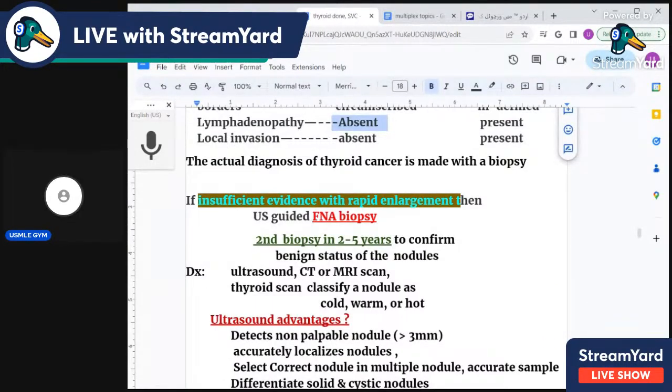If there is insufficient evidence with rapid alignment, then ultrasound guided FNA biopsy is done. If it's benign, then a second biopsy in 2 to 5 years to confirm the benign status of the nodule. Diagnosis by ultrasound, CT, MRI.